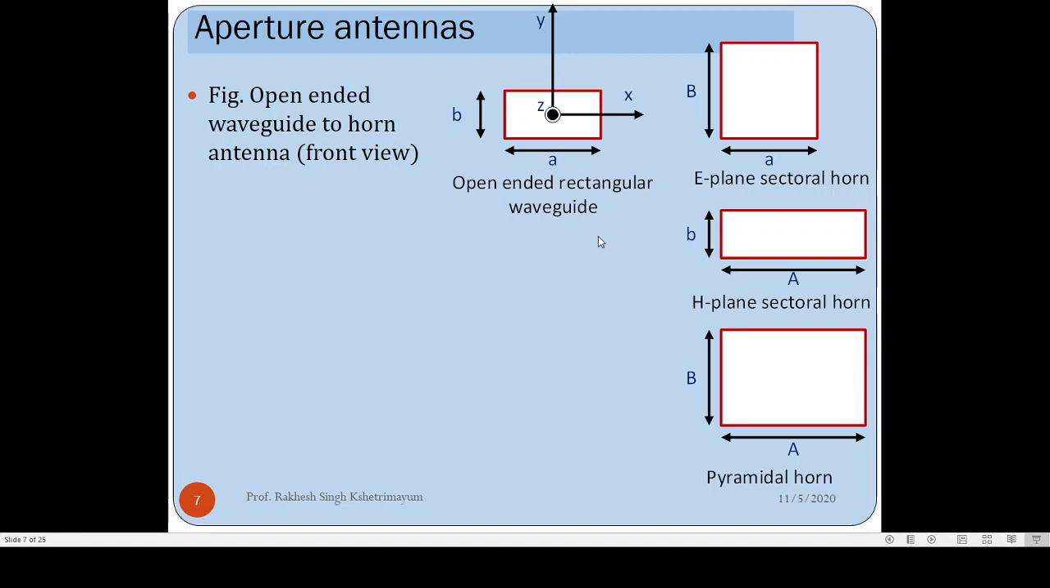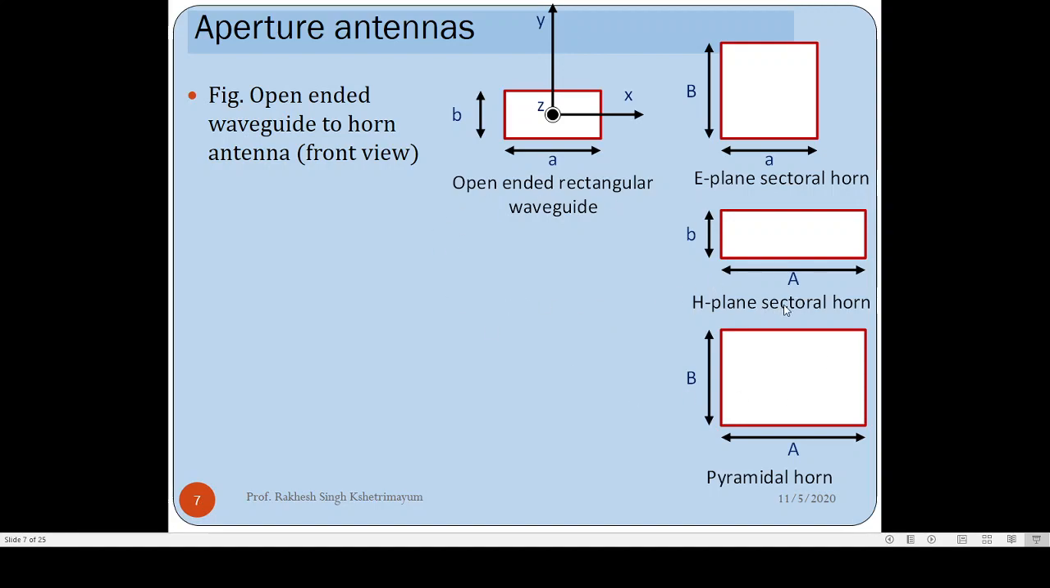And moreover, we can actually increase both A and B. If we increase A and B, the aperture dimension is going to become larger and larger. So if I increase both A and B, then what we get is something called a pyramidal horn. This is the standard pyramidal horn where the dimension along the x-axis is capital A, and the dimension along the y-axis is capital B. So these are the three particular ways of making a horn antenna from the open-ended rectangular waveguide. We'll study them one by one in this lecture and in the following lecture also.